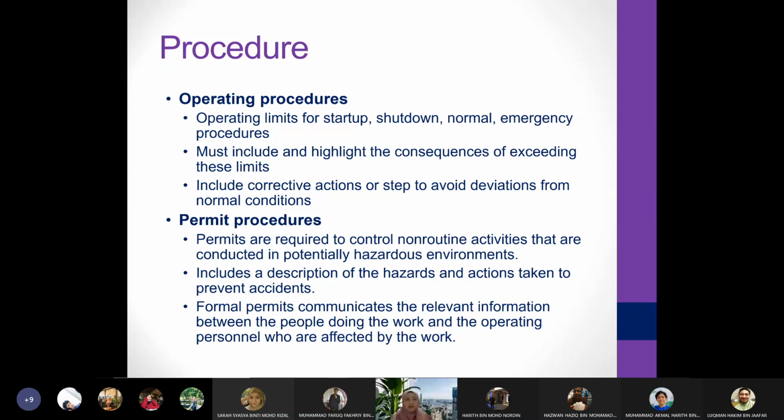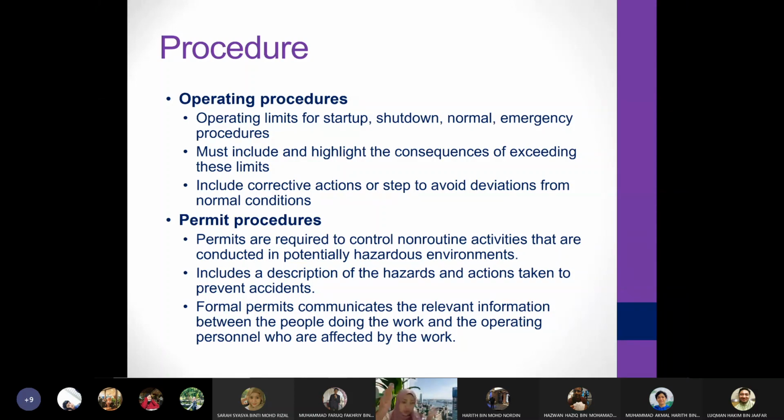So that you communicate and tell them that I'm doing this. Okay, you guys should be careful because you are here. You must be aware that this is happening. For example, if I'm fixing that leak, I have to shut that section of the pipe, making sure that there are no gases or no fluids flowing through it while I'm doing the job.